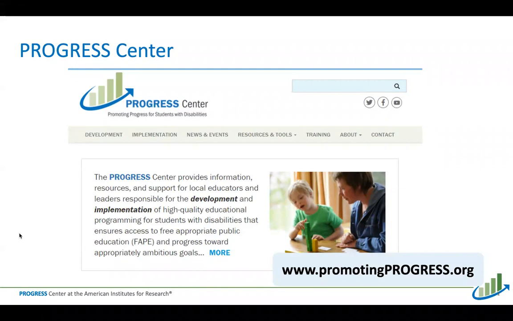The Progress Center was funded by OSEP back in 2019, largely in response to the Andrew F. Supreme Court decision, which states that an IEP must be reasonably calculated to enable a child to make progress appropriate in light of the child's circumstances. So the center has really made it its mission to provide information, resources, and technical assistance services to support educators in developing and implementing high quality educational programs.